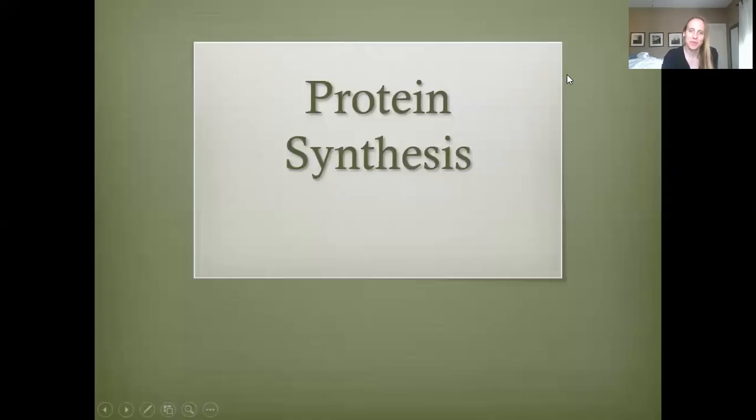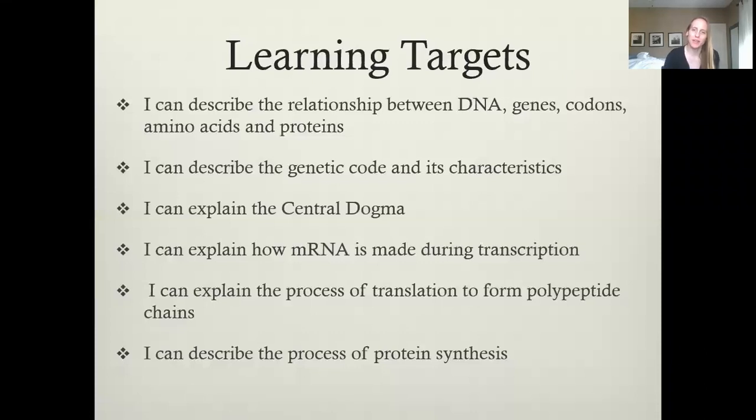Okay, so in this lesson about protein synthesis, we're going to be going over the relationship between DNA, genes, codons, amino acids, and proteins. We're going to briefly talk about the characteristics of the genetic code and what the central dogma of protein synthesis is. Then we're going to go over the two different parts of protein synthesis, which is the making of mRNA during transcription, and then the translation process, where we combine amino acids to make the polypeptide. So you should just know this whole process altogether.